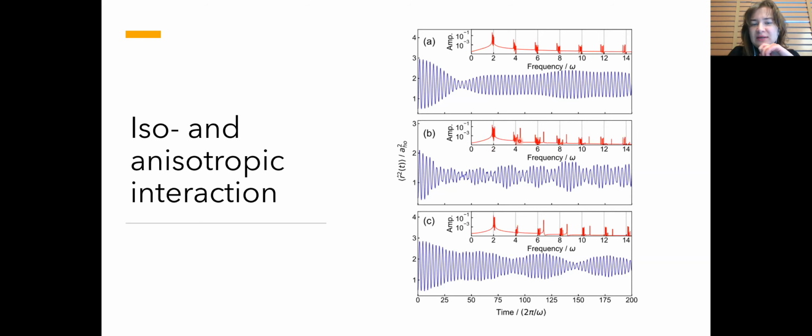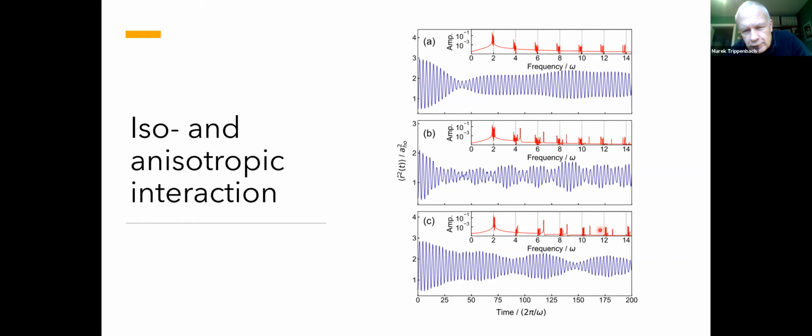Now we have a growing anisotropic interaction, and we see that this peak that is getting separated from the ladder is exactly the one coming from the ground state, which is getting pushed down by an isotropic interaction. And here it's even further down. So this is really a perfect indicator of how large the anisotropic interaction is as compared to the isotropic interaction.